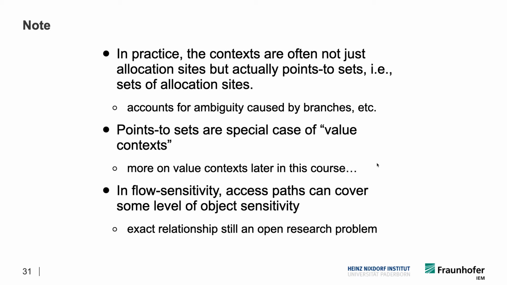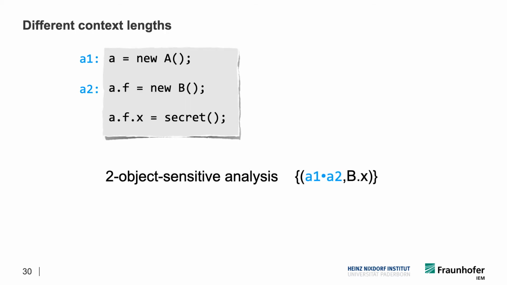If you have a flow sensitive analysis, then you can also use access paths to cover some level of object sensitivity. If you go back here, I told you that the information about these two allocation sites tells you more about these particular objects and where they originate from. By looking at the string, we know that this object was allocated here and that object was allocated there. This is explicitly encoded in this representation.